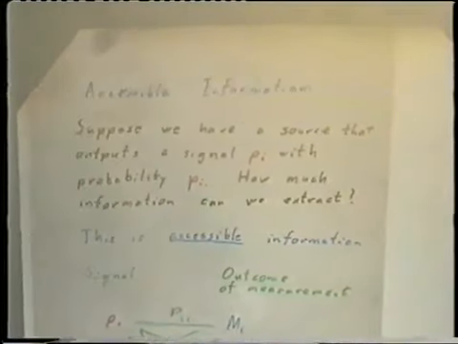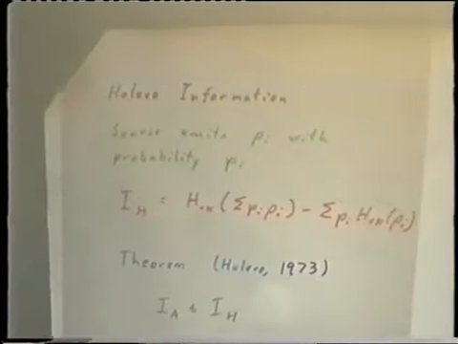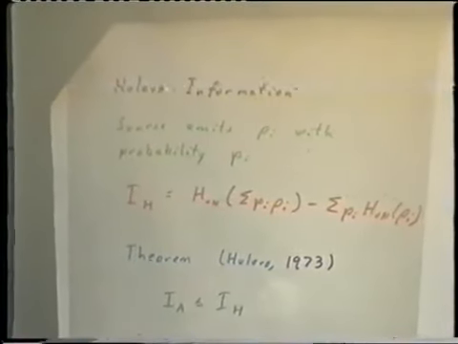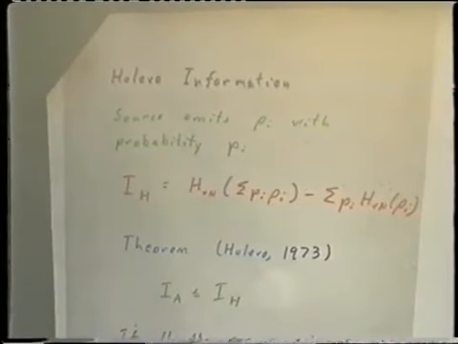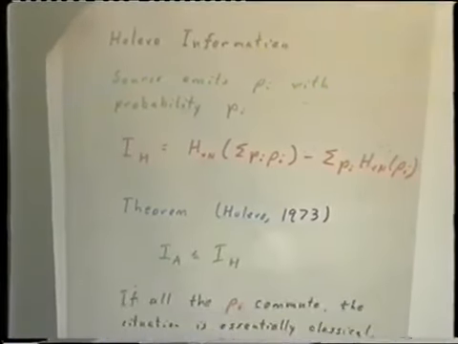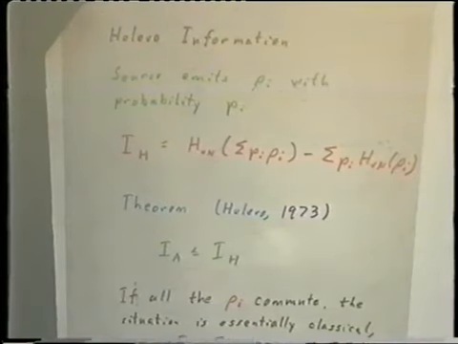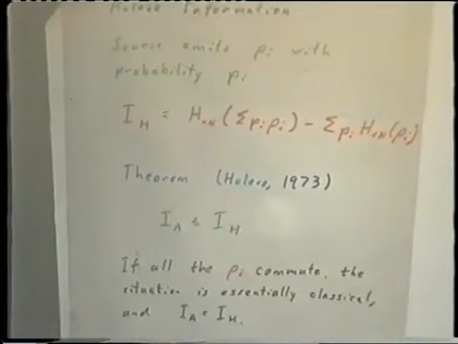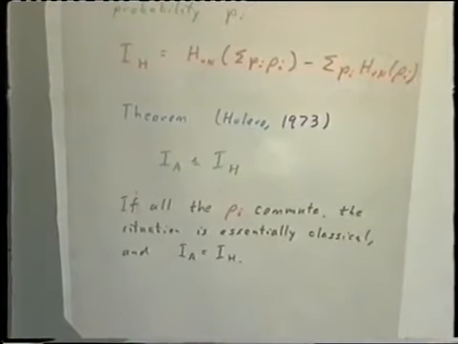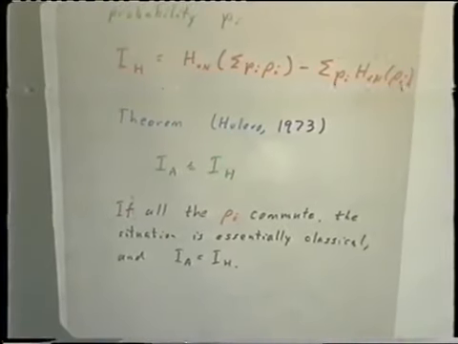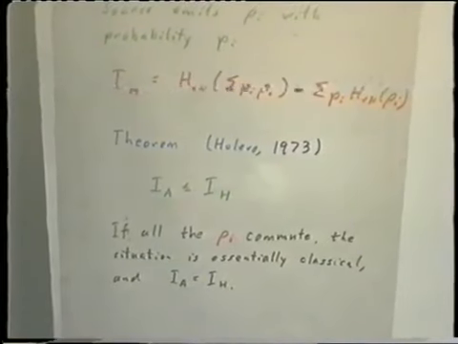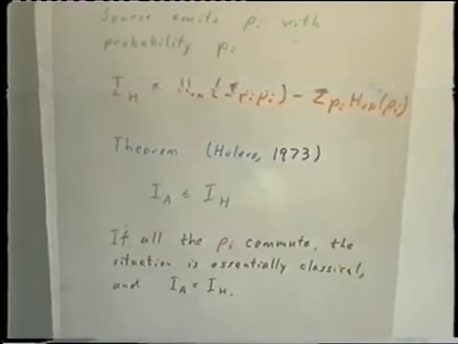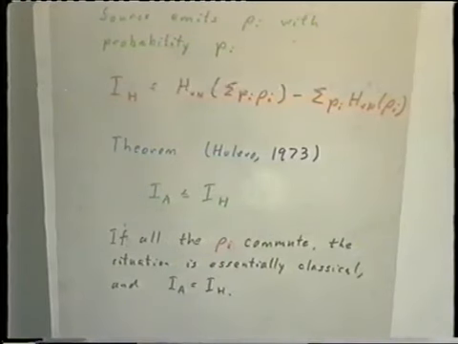And what Holevo showed in 1973 was that the accessible information is always less than this quantity, which is a generalization of the entropy of the input minus the entropy of the output given the ith input. So this is the entropy of the output minus the entropy of the output given the input. So it's essentially the generalization of Shannon's capacity.